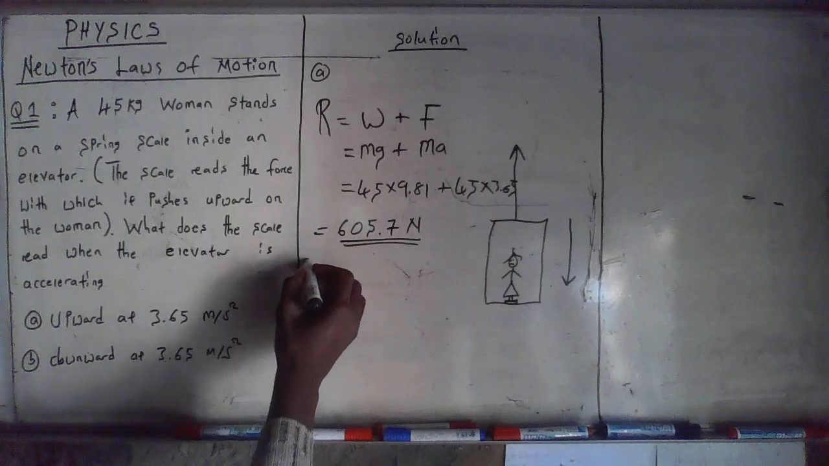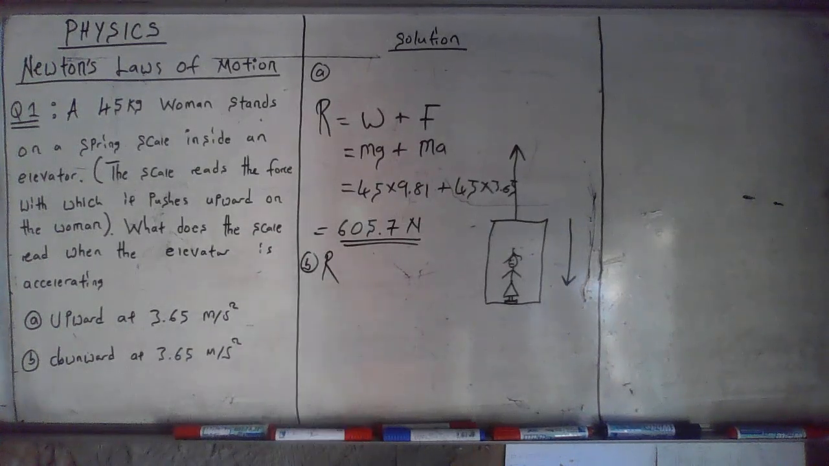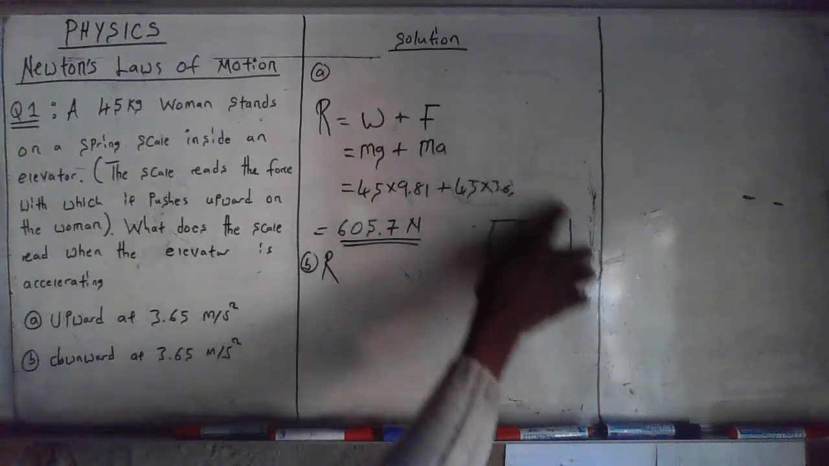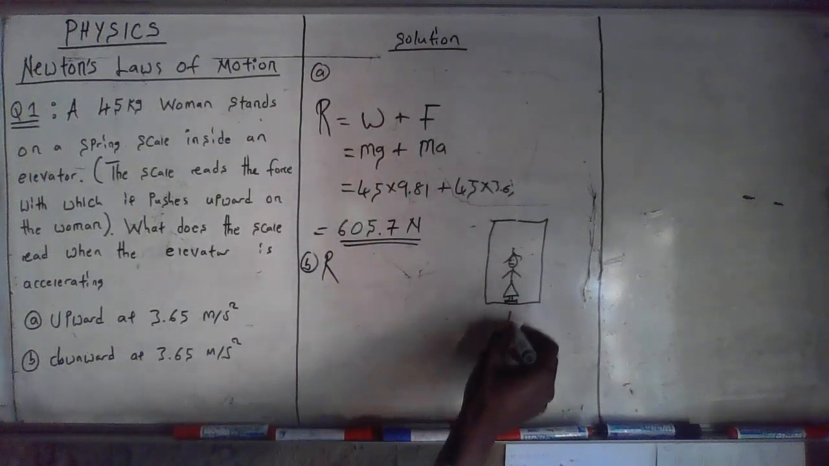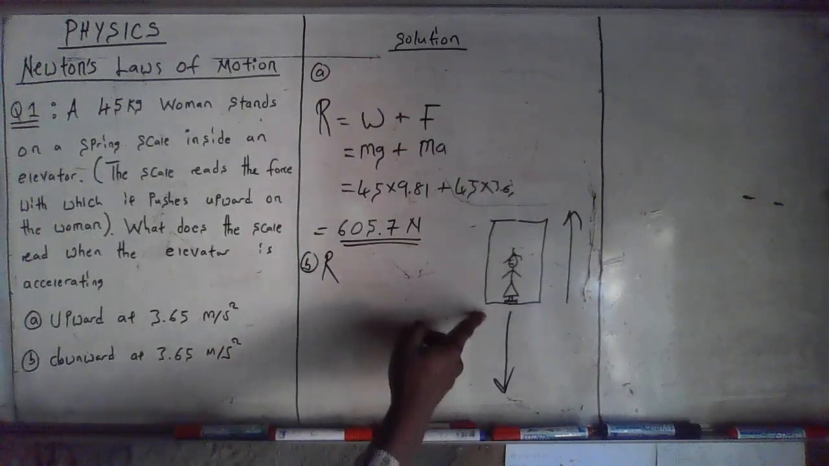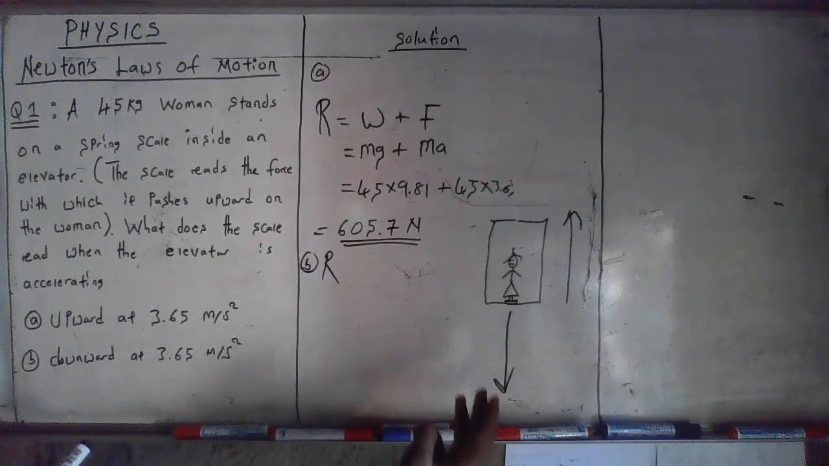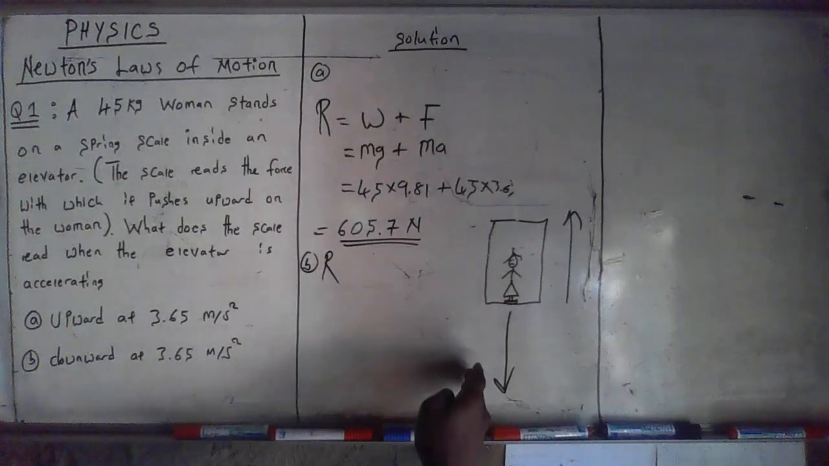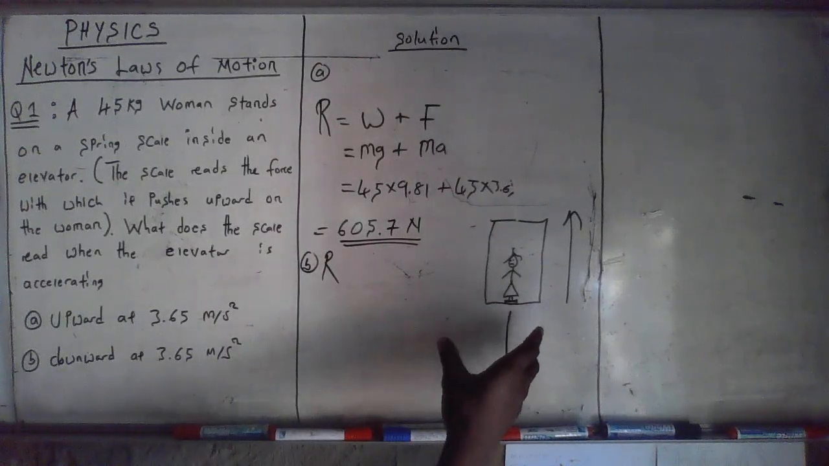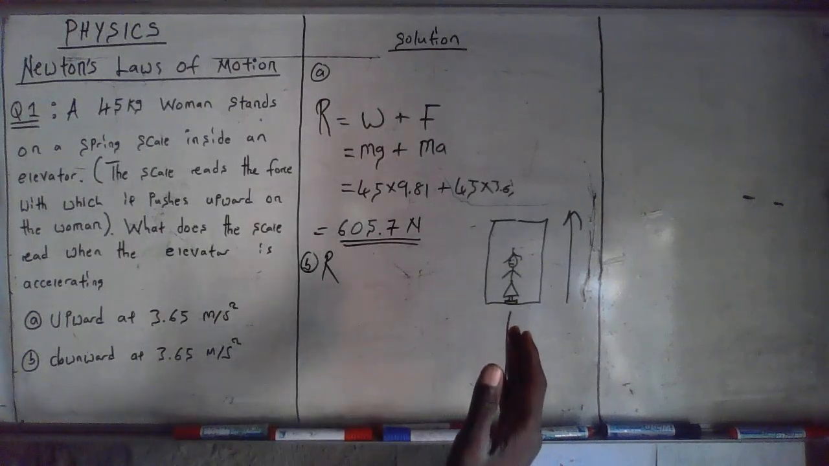What about for the second part? Well, for the second part, what will be the reading when now this elevator is moving downward, right? So just like we have said, when this thing is moving downward, there is an opposite force, which will be as a result of this acceleration. In other words, the force which will be acting downward on this system, there will be another force of the same magnitude acting in the opposite direction.